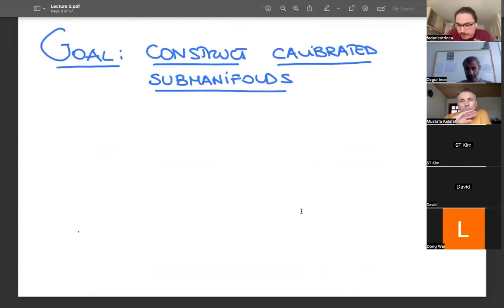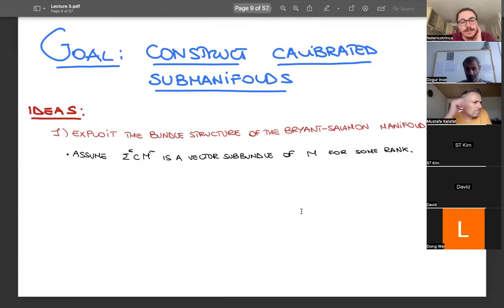Now we're finally going into some real research, from the last 10 years at least. Our goal today is to construct calibrated submanifolds of such manifolds. And the ideas that we're going to exploit are the following.